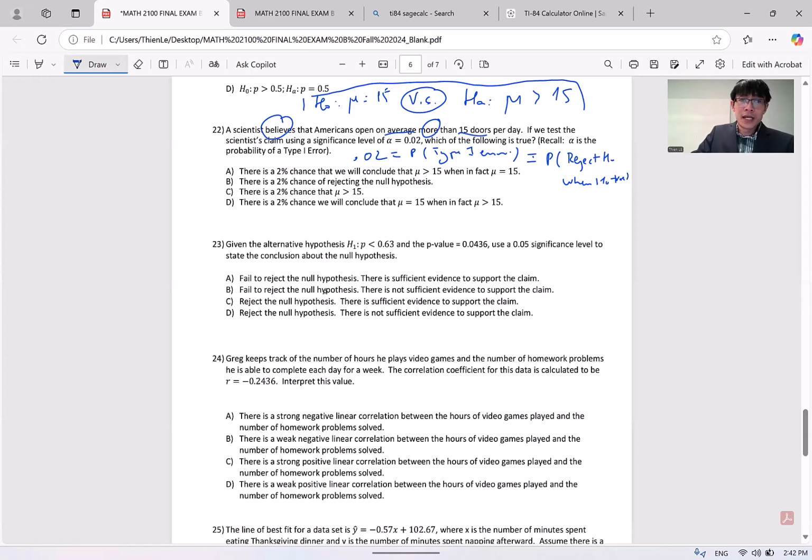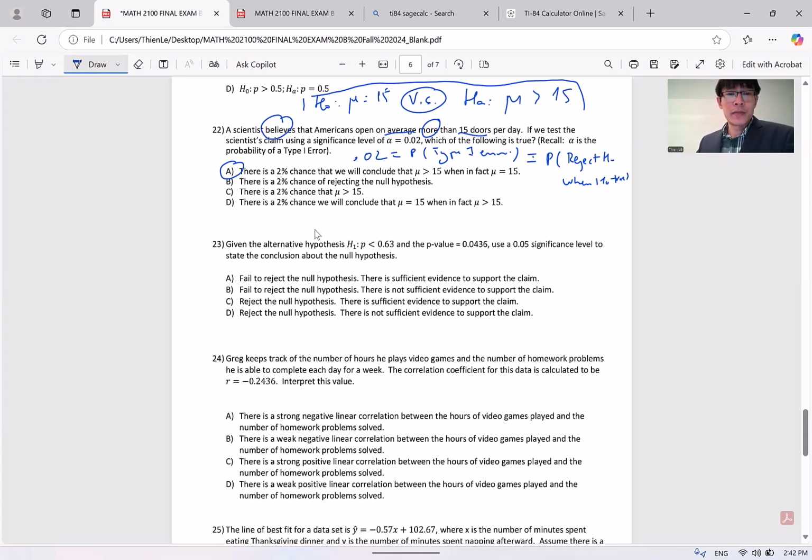So basically here, the correct choice will be A, right? There is a 2% chance you will conclude mu bigger than 15, or in other words, you reject H naught, when mu equals 15, which means when H naught is true, okay? So the correct choice will be A. You have to be careful, okay?